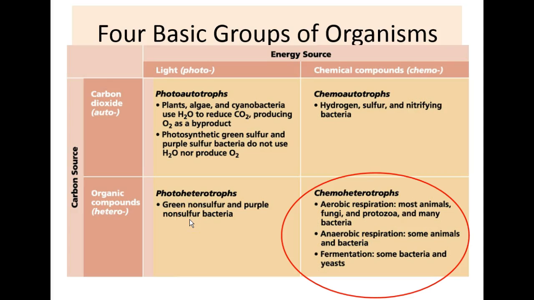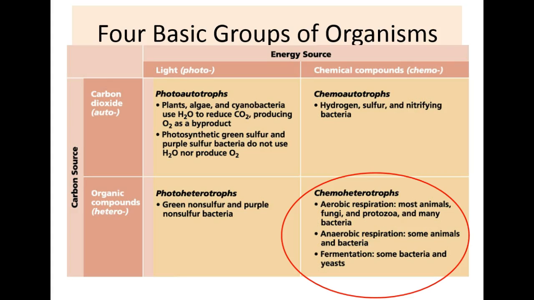Remember that in Chapter 4, we learned there were 4 basic metabolic groups: the photoautotrophs, chemoautotrophs, photoheterotrophs, and chemoheterotrophs. Among the eukaryotic organisms, including animals and plants, there are actually just 2 metabolic groups: the photoautotrophs, where we find the plants and the algae, and the chemoheterotrophs, where we find every other eukaryotic organism, including the animals.